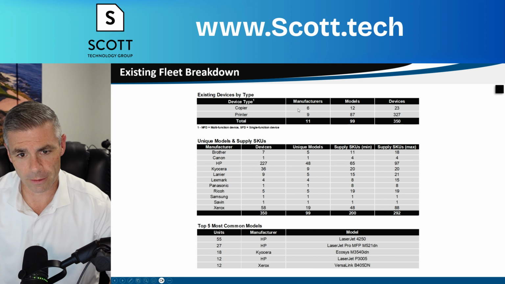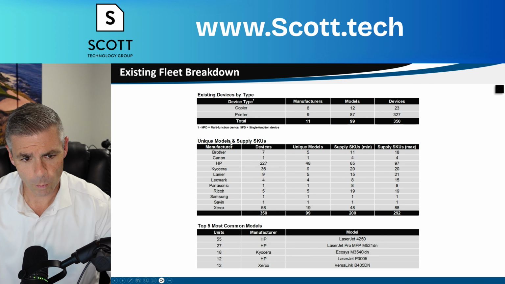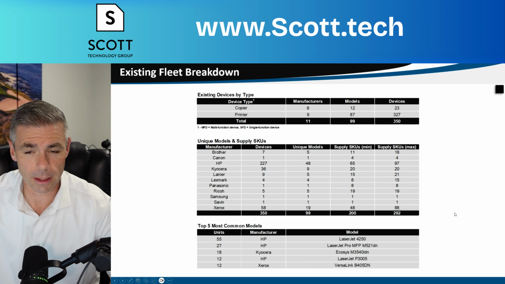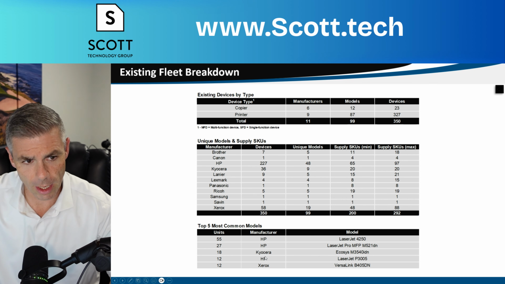So we have, in this case, 6 different manufacturers of multifunction machines, 12 models, 23 total devices. We've got 9 different printer manufacturers, 87 models. We can also see them broken down by manufacturer. It shows us how many supply SKUs we have. So this is a lot of toner cartridges to manage and maintain. And then the most common models.